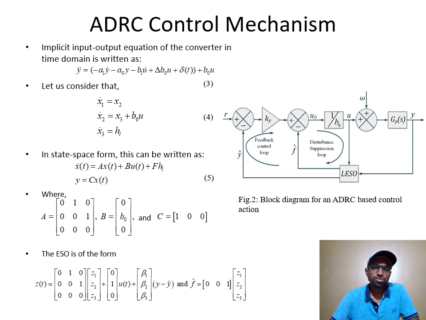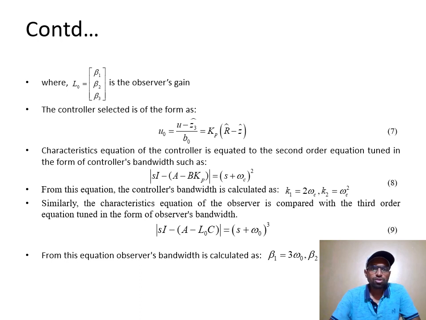We are going to convert it into a state space model, as shown in equation 4. In state space form, we can write it as shown in figure 5, where A equals this matrix, B is this matrix, and C is this matrix, 1, 1, 0, 0. The ESO, or extended state observer, is formed as shown in figure 6, where L0 equals beta 1, beta 2 and beta 3, the observer's gains.